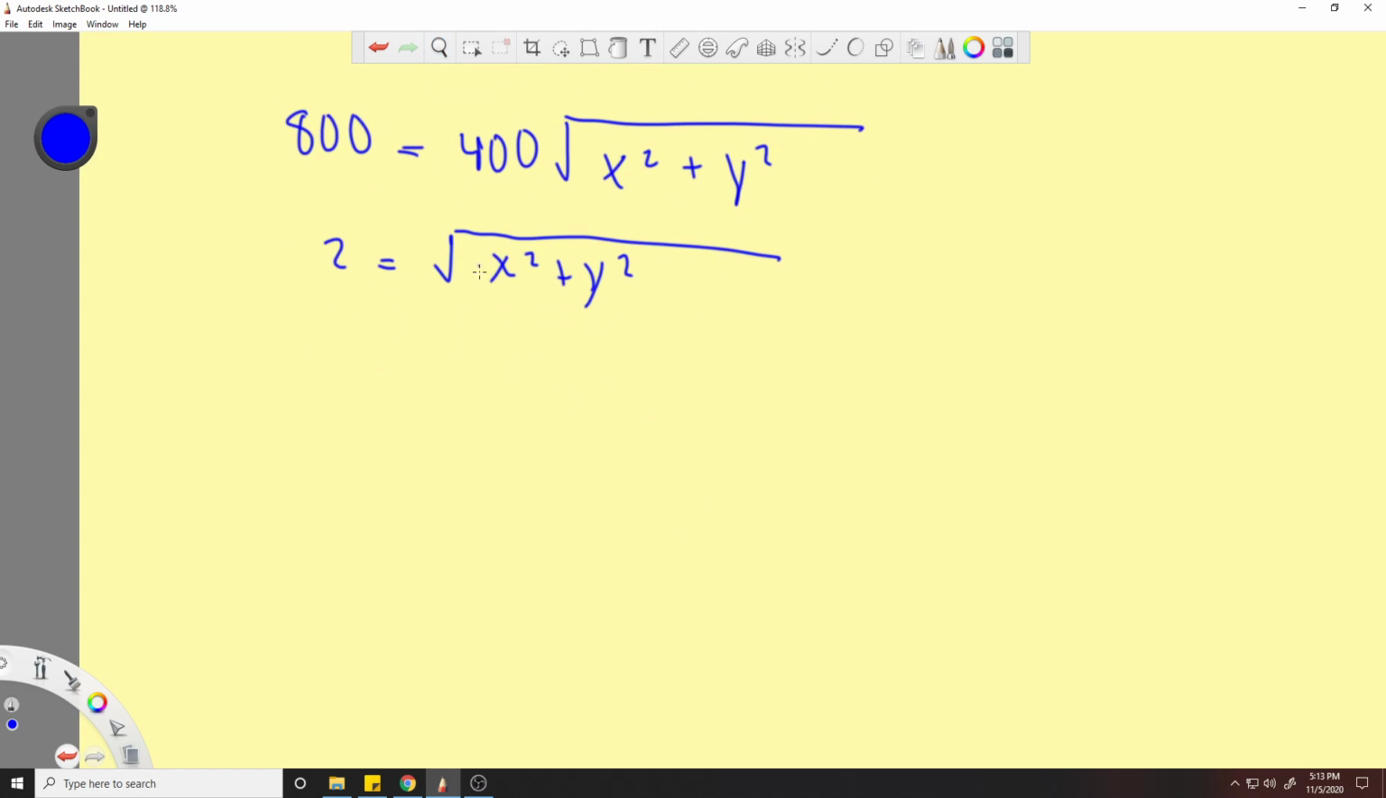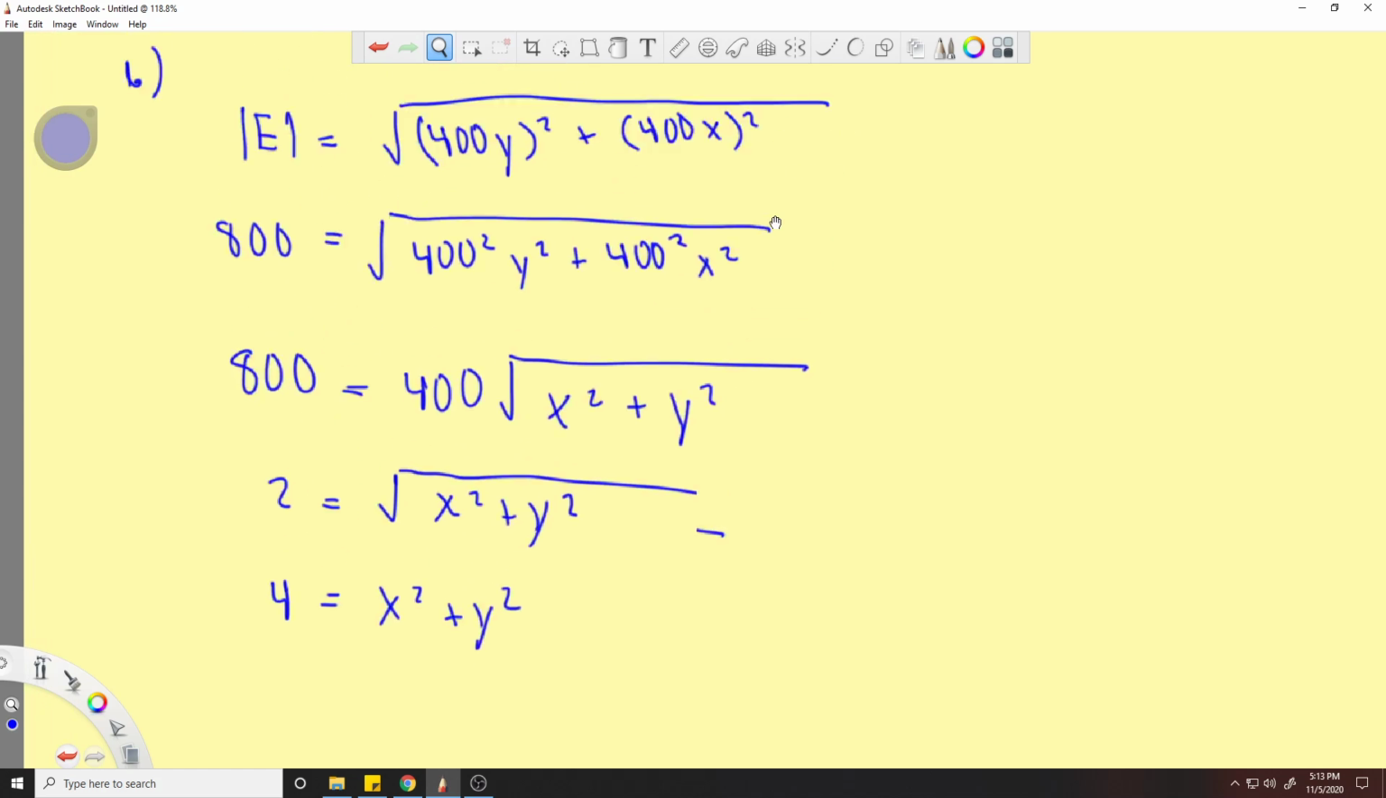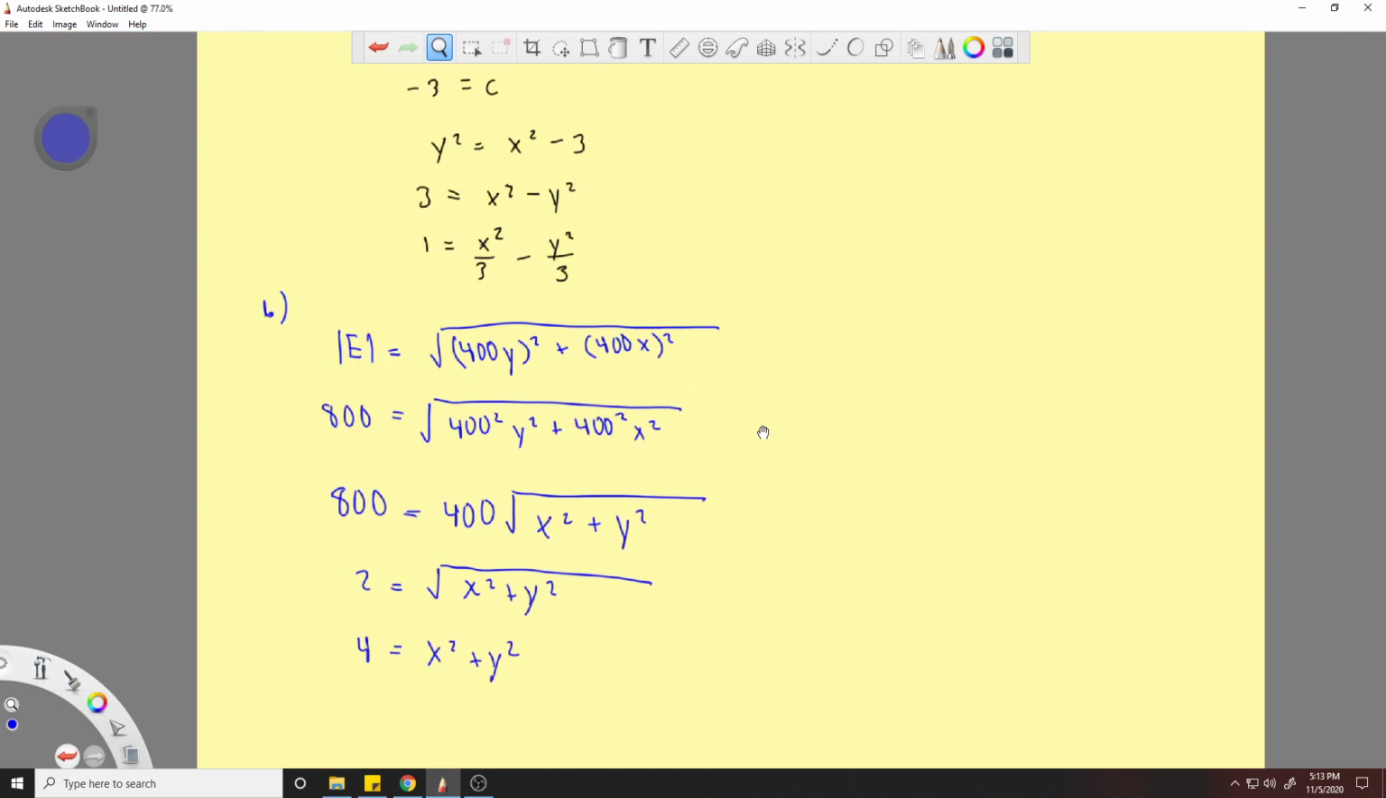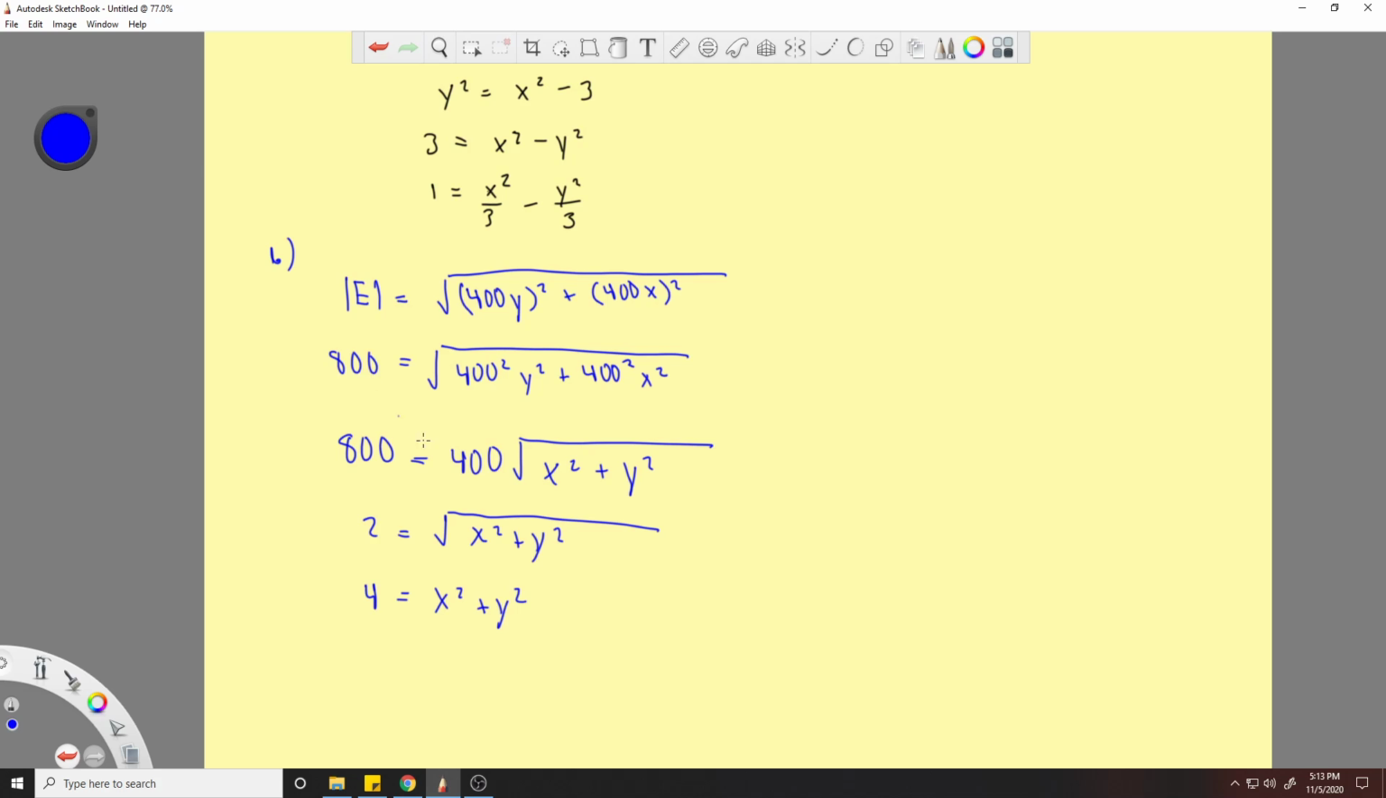You have x squared plus y squared. And then you would just square this, and you would have 4 equal to x squared plus y squared. And that would give you the equation that sets this equal to 800, because if you plug this in here, you would get 800. So there you go. Hope that helps.